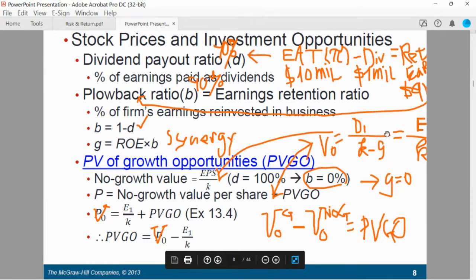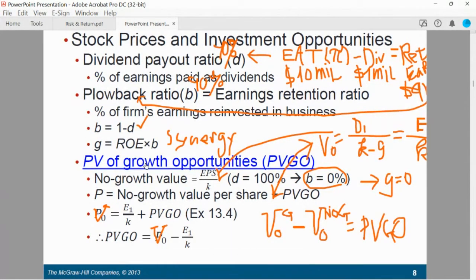In other words, in this formula, think about it. If you're paying out all the earnings, that means growth rate is 0, because plowback is 0, right? And because 100% of the earnings is paid out as dividend, the numerator will be earnings per share, and denominator will just be K, right? Because growth rate is 0. So 0 present value of growth opportunity, right?